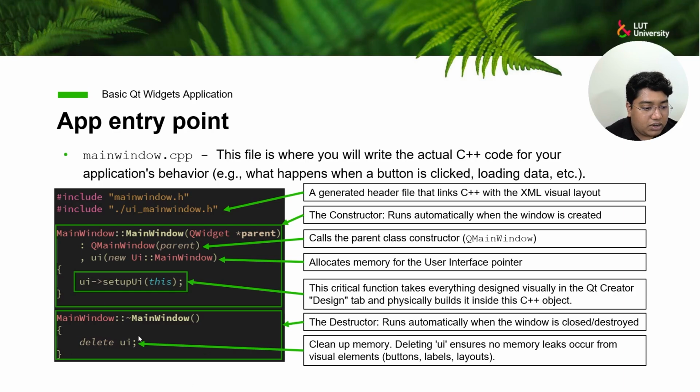Finally, we have the destructor. When the application closes, Qt destroys the window. Deleting the ui pointer frees the memory used by the interface. We don't manually delete every button or every label. Qt manages most child widgets automatically through its parent-child ownership system.